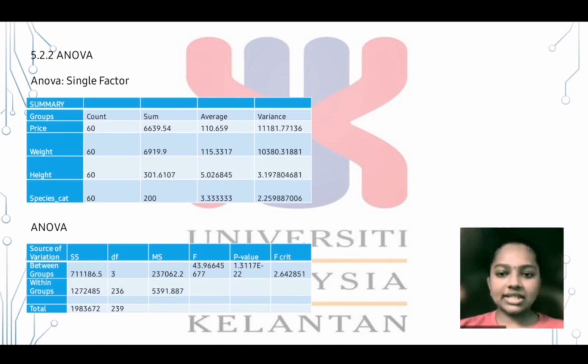The result shows that the source of variance between the groups is significant. The F value is 43.9664567 and the P value is 1.3117, which is less than 0.05. This suggests that at least one of the means of the groups is significantly different from the others.